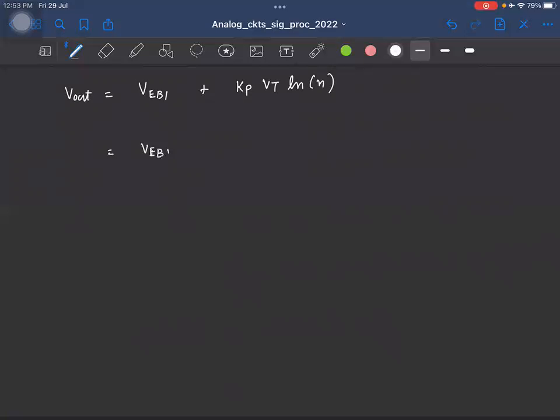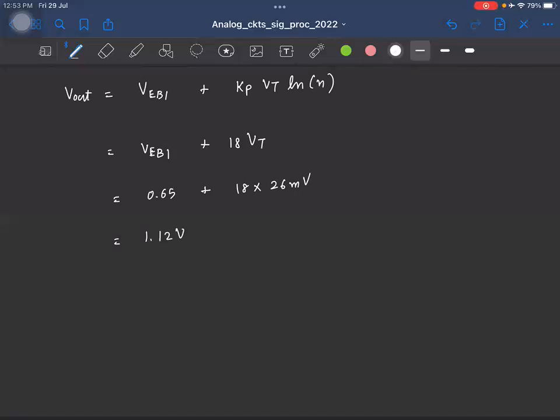This is VEB1 plus, we found the value for Kp ln n, which was 18. So it is simply 18 times the thermal voltage. And let's say you take 0.65 for this and 26 millivolt at room temperature. So what is the value you get? Okay, I'll write it directly. It comes out as 1.12 volt, right?